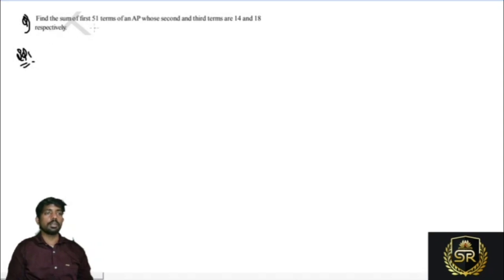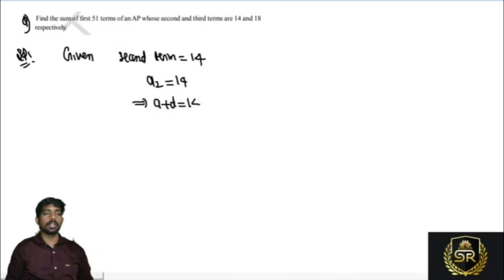So here, find the sum of 51 terms of an AP whose second and third terms are given. First, we will write what is given. The second term is 14. The second term A2 is equal to 14. Here A2 is A plus D is equal to 14.